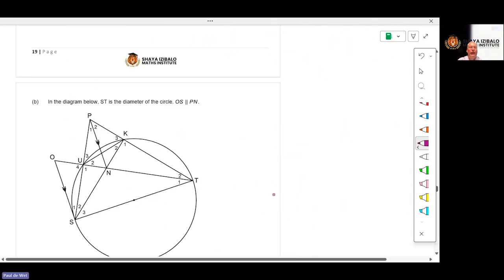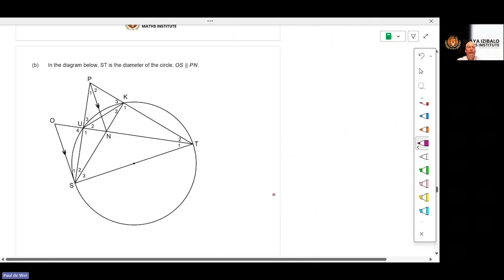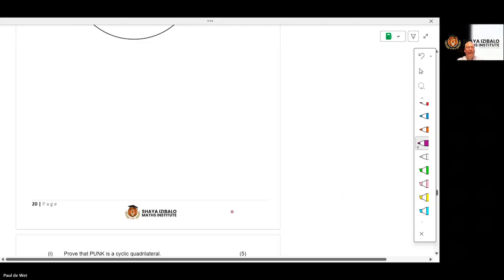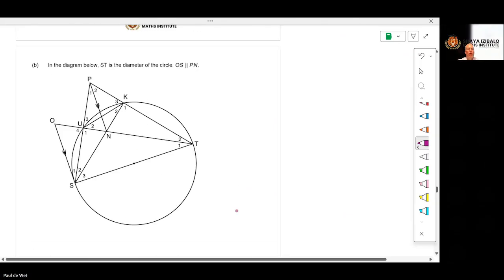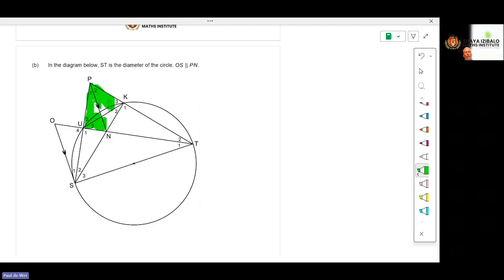Right. Okay, we may look at this. Prove that PUNK, P-U-N-K, is a cyclic quadrilateral. This green quadrilateral, prove that it's a cyclic quadrilateral.